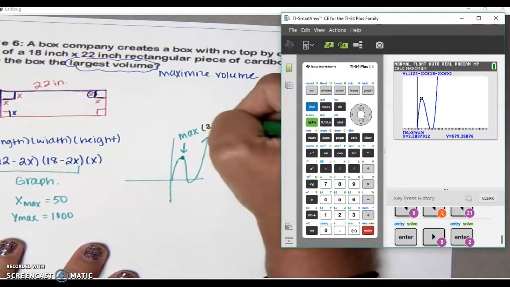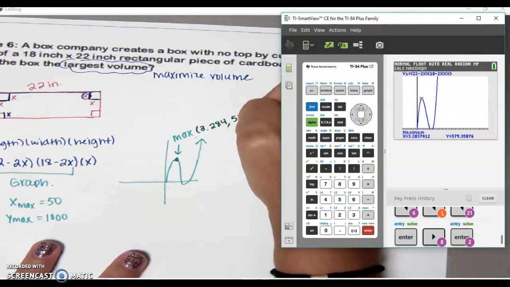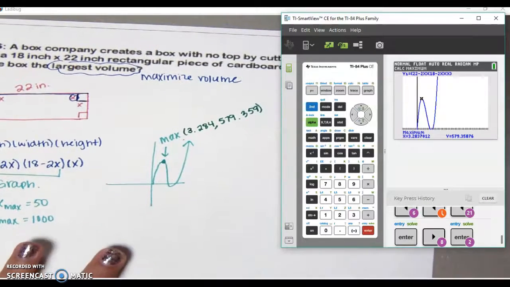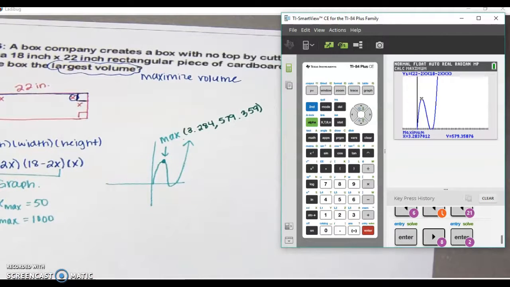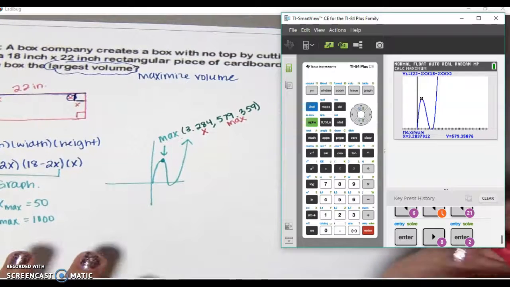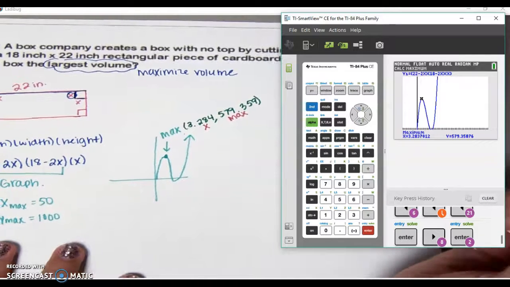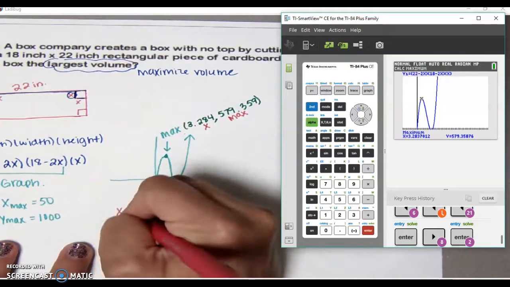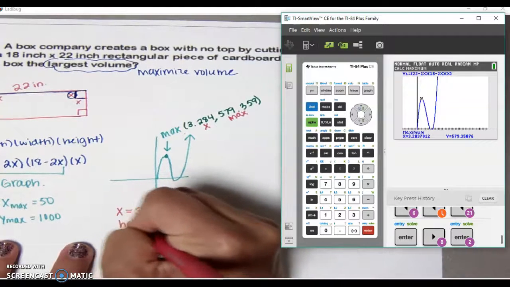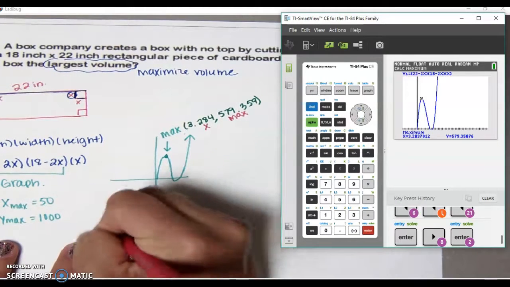3.284 and then 579.359. So the 3.284 is your X here, and then the 579 is our max. We wanted to figure out what are the dimensions of the box. So the height of the box, your X there is your height of the box. So your height is 3.284, and that's inches.